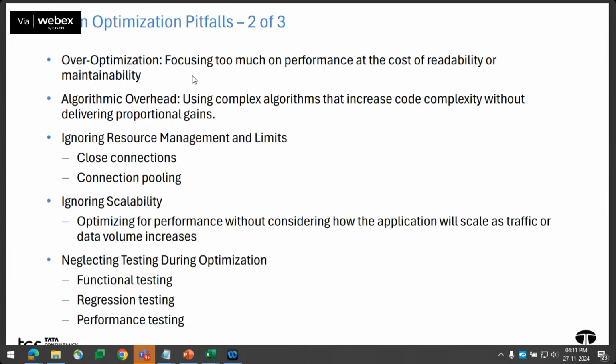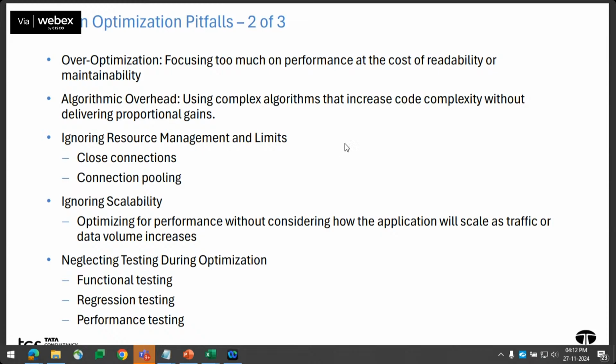And then we shouldn't get into over-optimization. We shouldn't focus too much on the performance at the cost of making it unreadable or unmaintainable code. So we need to be conscious about that one. Do not use complex algorithms, that makes it again complex to read and maintain.